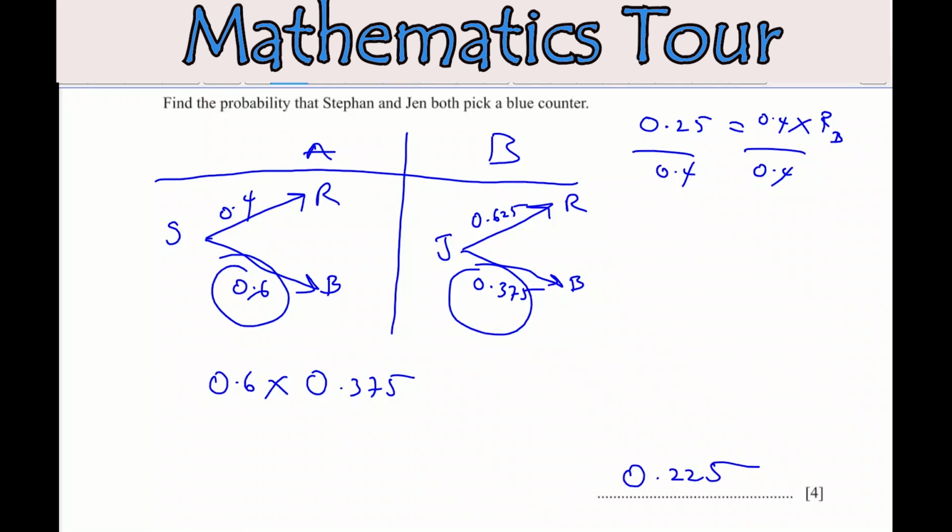So this will give us 0.225. This is the end of my solution to the Cambridge IGCSE Mathematics Paper 2, Variant 2.1, written in May/June 2024. In the next video, I will solve Variant 2.3. Until then, have your fingers crossed.